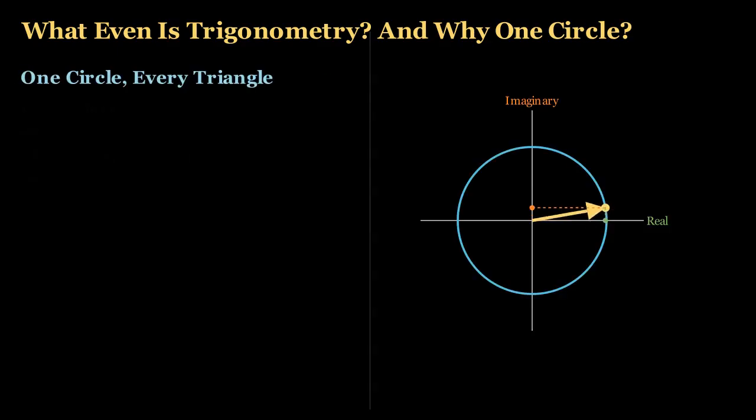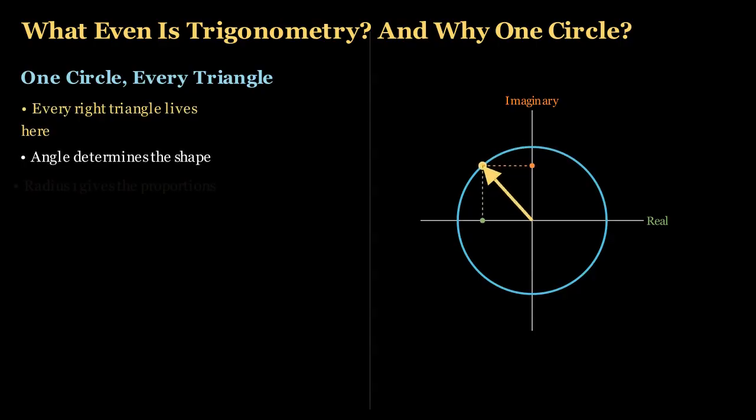That's the promise. Any right triangle you'll ever meet is just this point frozen at some angle. The unit circle doesn't just draw one triangle, it draws them all, and hands you their proportions directly.